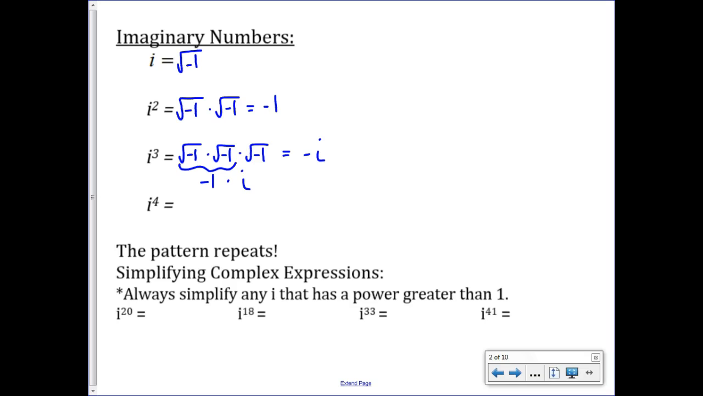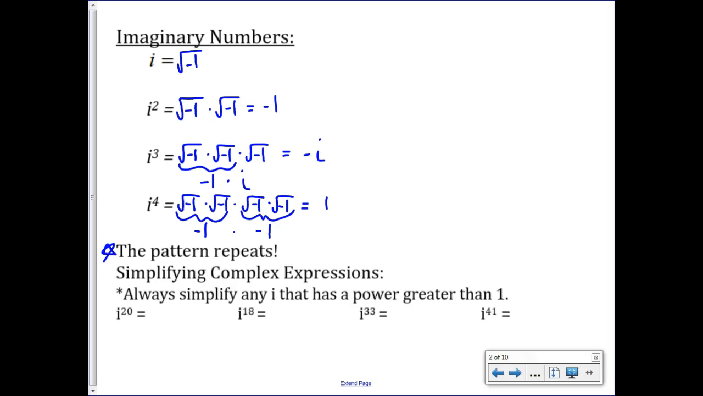i to the fourth, then, is the square root of -1 times the square root of -1 times the square root of -1 times the square root of -1. Well, these two would be -1. These two would be -1. -1 times -1 is +1. This says the pattern repeats.